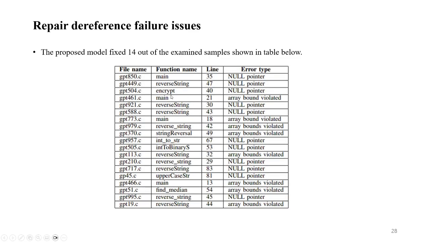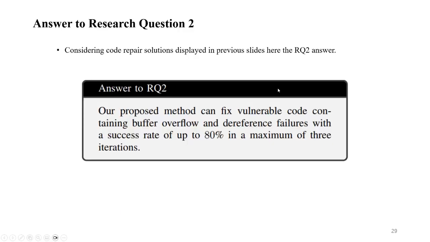Then they have also repaired dereference failure issues, which are listed down here. These are the names of files which they selected randomly for the dereference failure issue. So they conclude that 14 out of these samples have been fixed with this strategy. In general, we can conclude that 80% of the samples selected for this problem have been fixed using this framework.